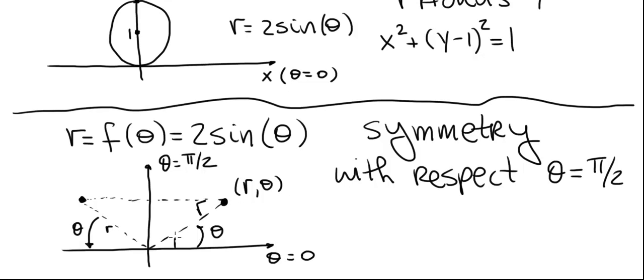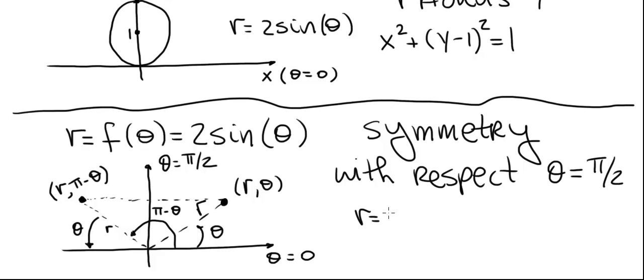So the angle measured from the polar axis, or from the x-axis, is this one. It is 180 degrees minus theta, or pi minus theta. And so the polar coordinates of this point are the same r, but the angle is pi minus the original angle theta. So we have just found a way to determine when the graph is symmetric with respect to the line theta equals pi over 2, or the y-axis.